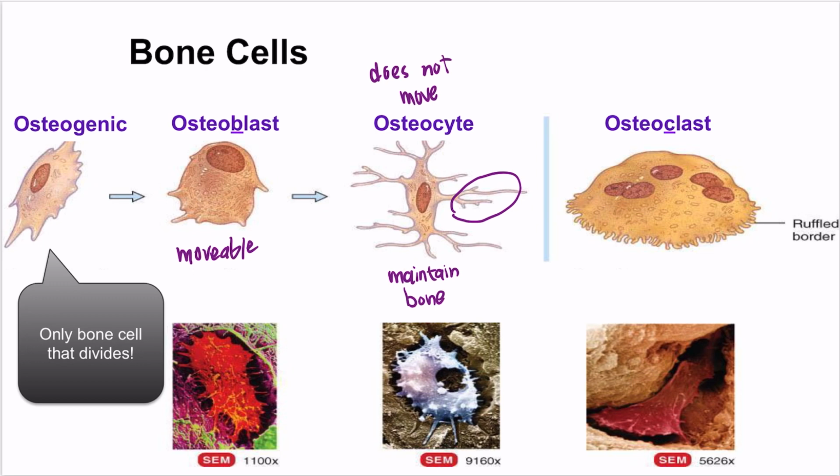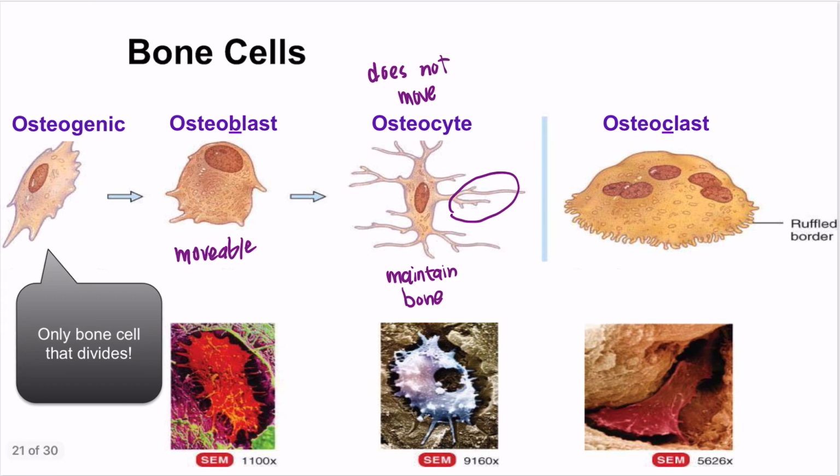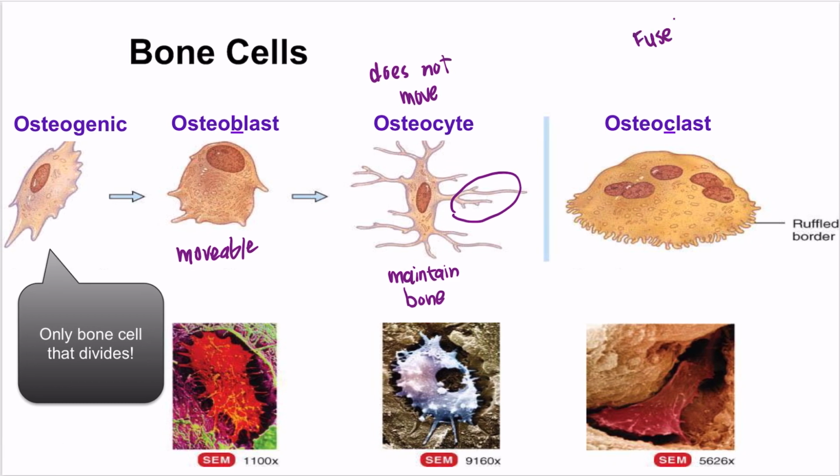And then on the flip side of that, there is this fourth cell, the osteoclast, not related to these other three. I mean, it's in bone, so it's related in that way, but it does not come from the osteogenic cell. In fact, it comes from fused white blood cells, and so it kind of has an immune system response. Its job is to break down bone. It goes around and breaks down the extracellular matrix that the previous osteoblasts might have built up.